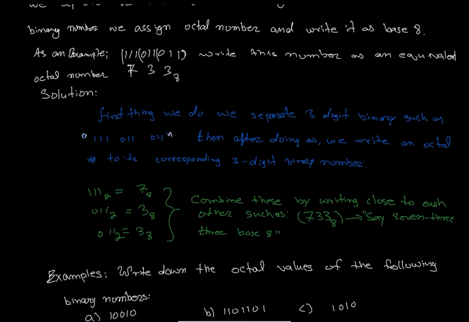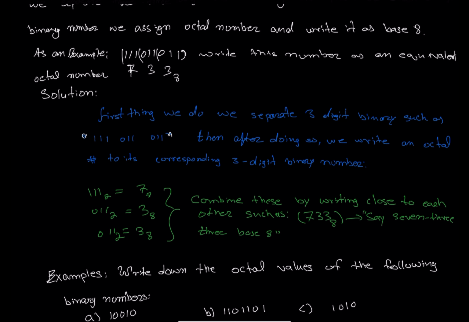Then after doing so, we write an octal number for each corresponding 3-digit binary number, as we just said there. So 111 is equal to 7 as an octal number, 011 is equal to 3 as an octal number, and 011, same thing, is equal to octal 3. Combine these numbers and you will get 733 base 8. 733 base 8, that's how it says.